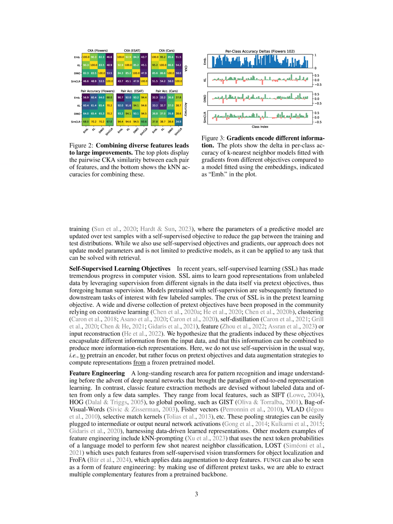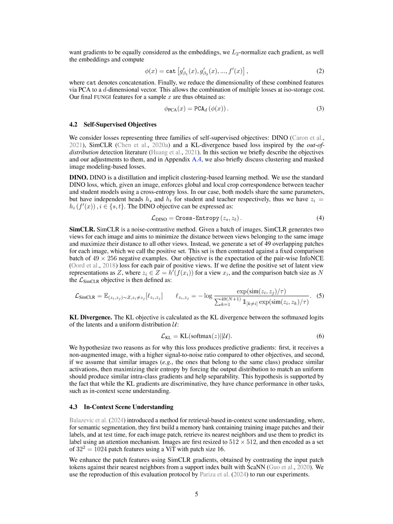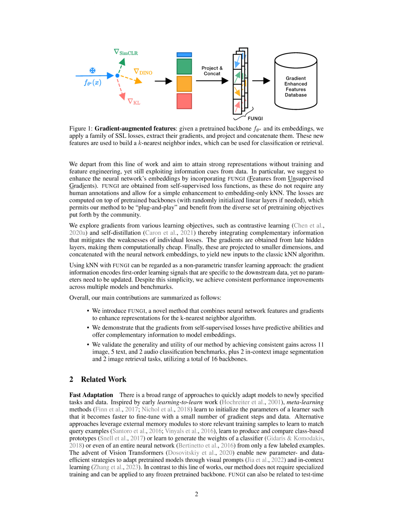The FUNGI features are obtained by normalizing the gradients and embeddings, concatenating them, and reducing their dimensionality via PCA. This process allows for the combination of multiple losses at ISO storage cost, improving the representations for the k-nearest neighbor algorithm. The method leverages gradients from various self-supervised objectives like DINO, SimCLR, and KL divergence, integrating complementary information that enhances the model embeddings. By combining these gradients with embeddings, FUNGI acts as a non-parametric transfer learning approach, encoding first-order learning signals specific to the downstream data without requiring parameter updates.